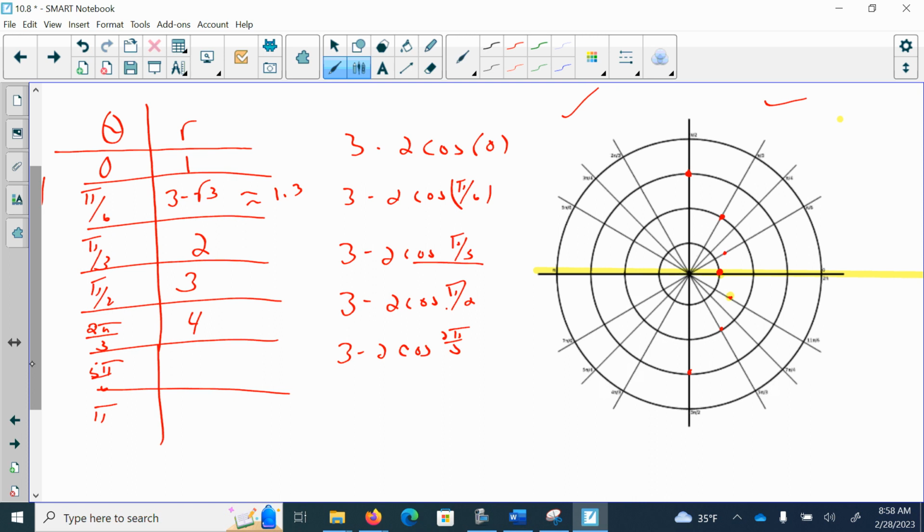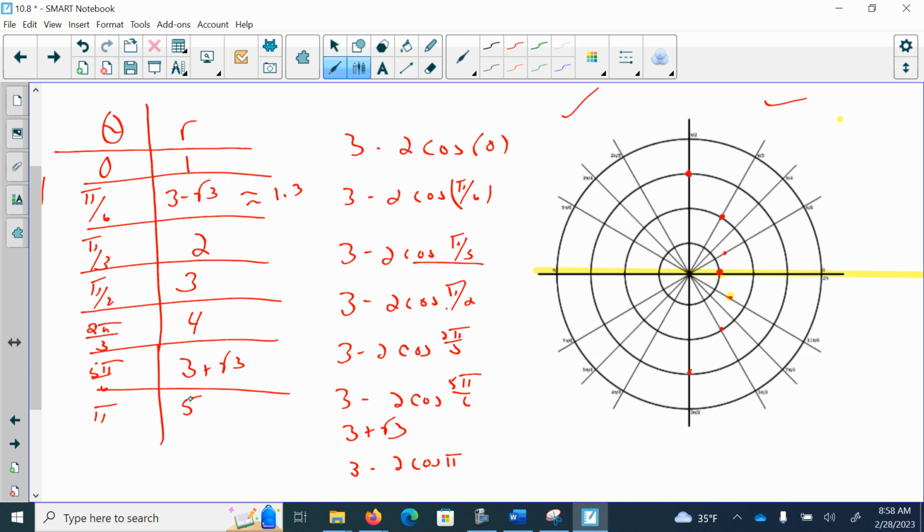And then this will be 3 minus 2 times the cosine of 5 pi over 6. The cosine of 5 pi over 6 is negative square root of 3 over 2. So this will be 3 plus the square root of 3. And then pi will be 3 minus 2 times the cosine of pi. The cosine of pi is negative 1. So negative 2 times negative 1 is a positive 2. So this will be 5.